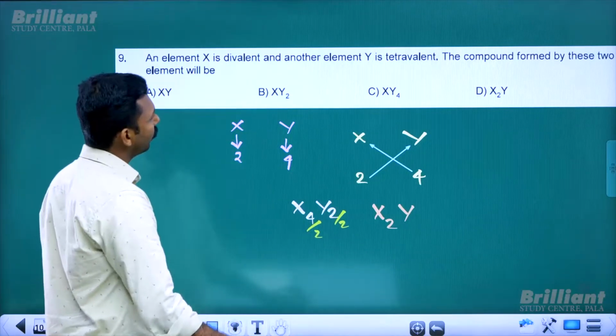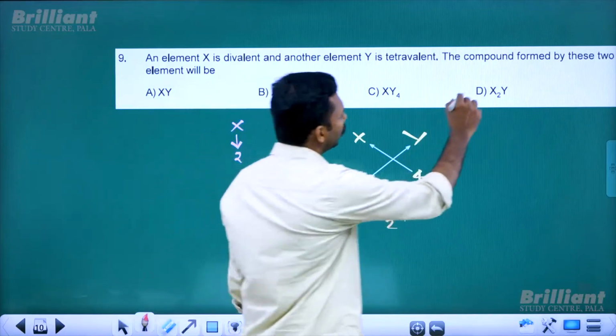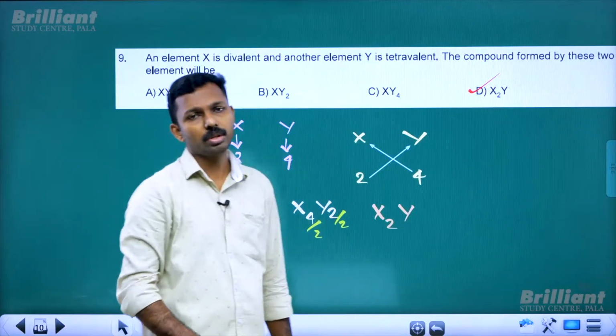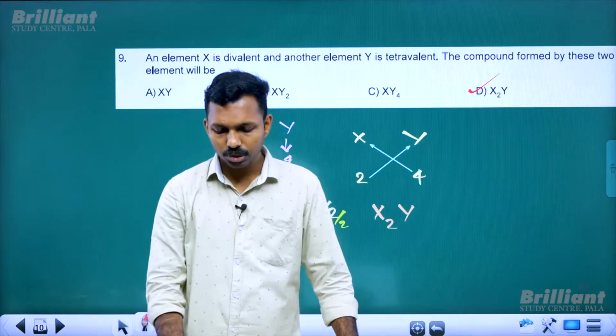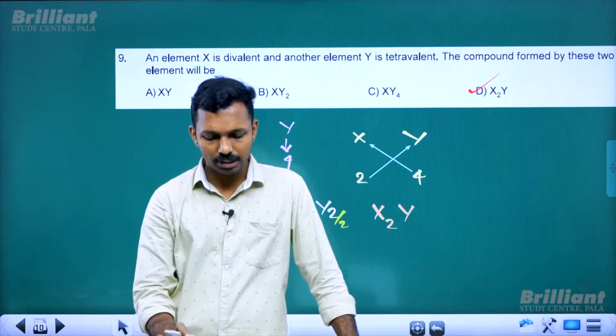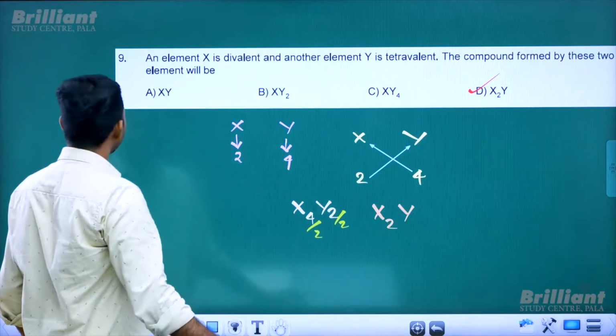Is there any such formula here? Yes, there is our option number 4, X2Y. So this will be the answer for question number 9. The answer option is D. I think it is clear to you. Okay, now going to the 10th question.